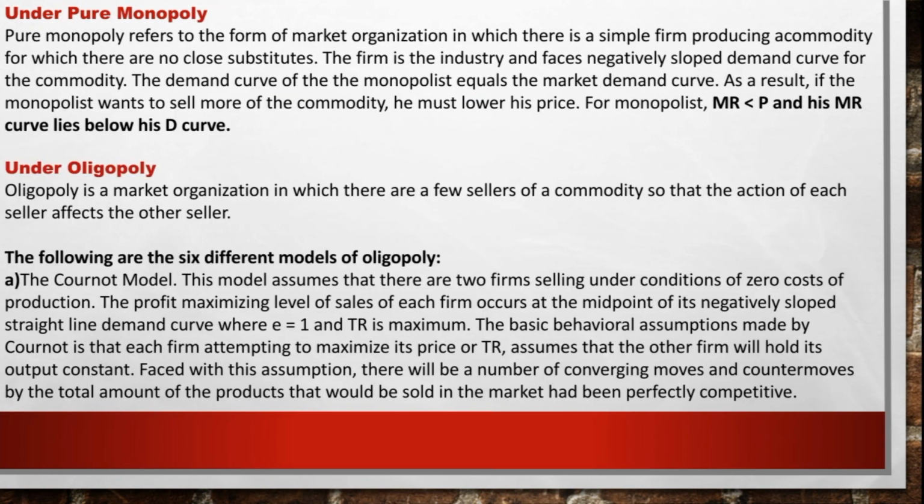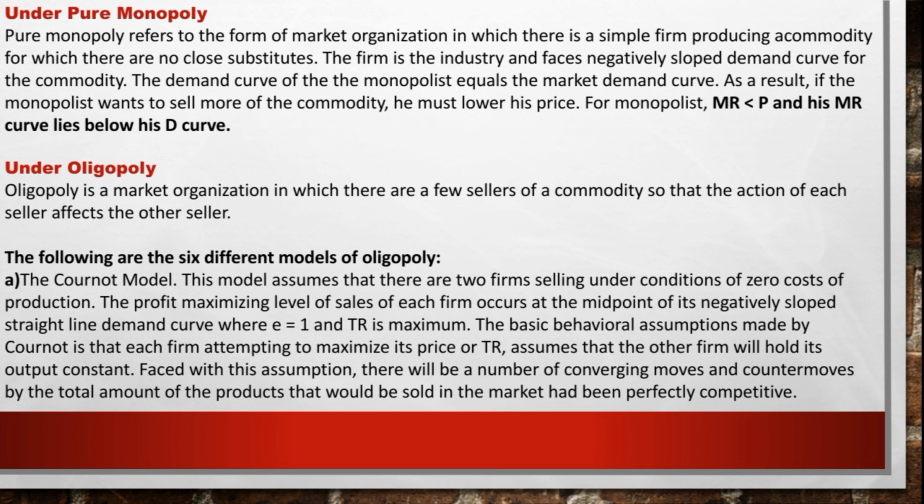Under pure monopoly, this refers to the form of market organization in which there is a single firm producing a commodity for which there are no close substitutes. The firm is the industry and faces a negatively sloped demand curve for the commodity. The demand curve of the monopolist equals the market demand curve. As a result, if the monopolist wants to sell more of the commodity, he must lower his price. For the monopolist, MR is less than P and his MR curve lies below his D curve.